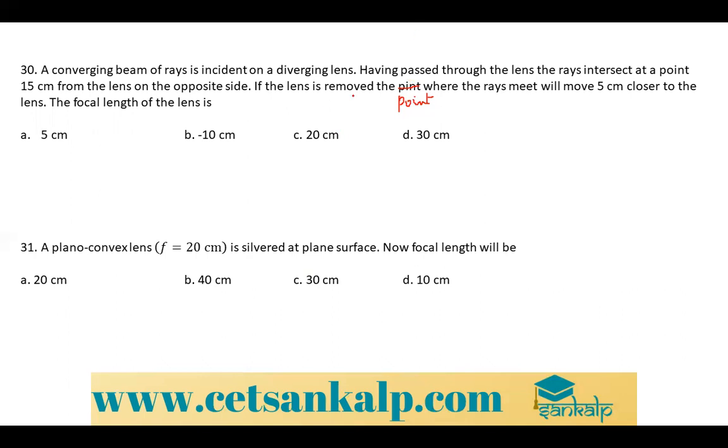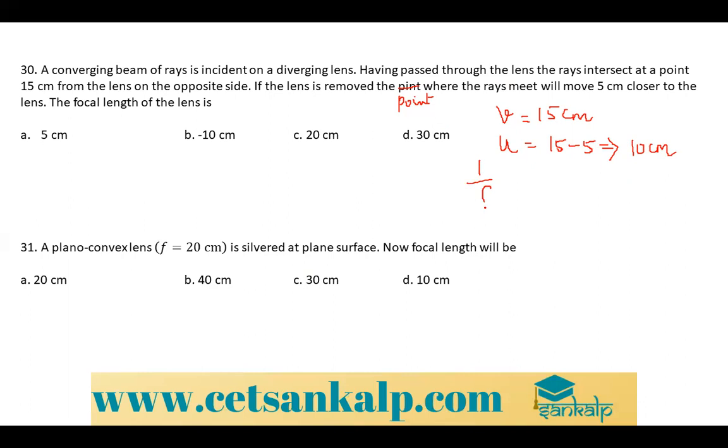Okay, so you can write it as data. I'll write the data. Intersect ಆಗ್ತಾ ಇದೆ ಅಂದ್ರೆ, so V is equal to 15 centimeter. U is equal to 15 minus 10 is nothing but 10 centimeter. But ಇಲ್ಲಿ ನೆಗೆಟಿವ್ ಸೈನ್ ಬರಲ್ಲ, ಯಾಕಂದ್ರೆ ಇಲ್ಲಿ ಎರಡು ಇದೆ ಅಲ್ವಾ. A converging beam of rays is incident on diverging lens ಆಗಿರೋದ್ರಿಂದ, so it is u is plus 10.